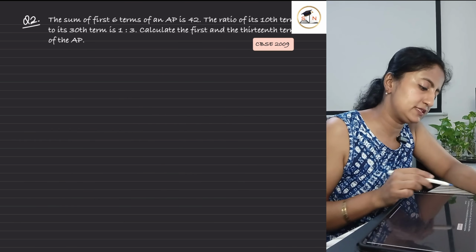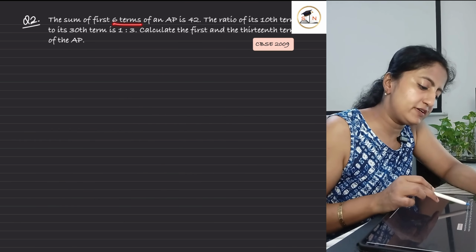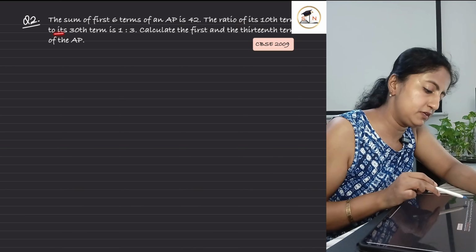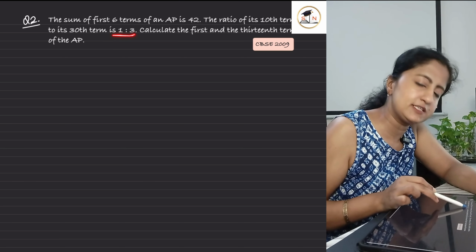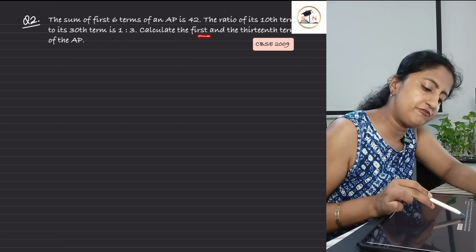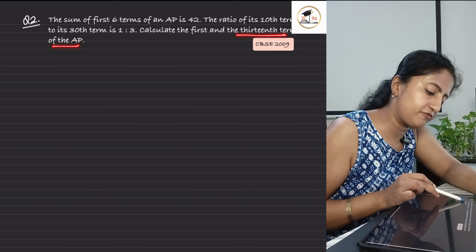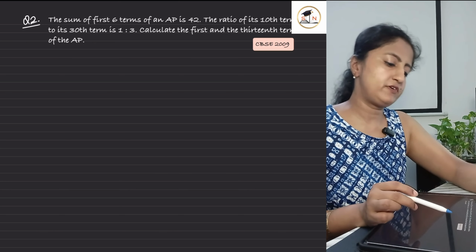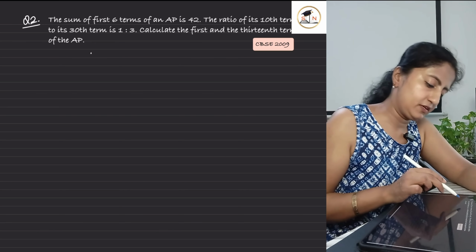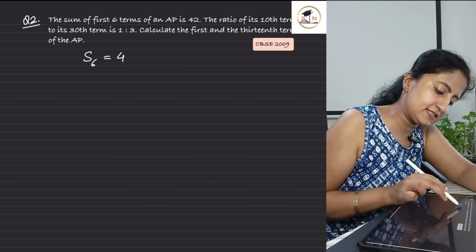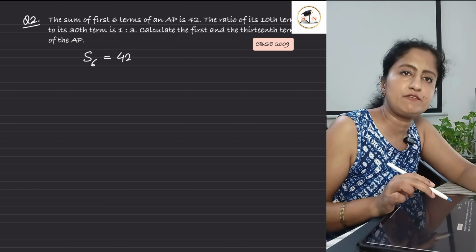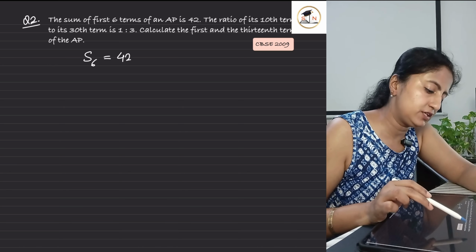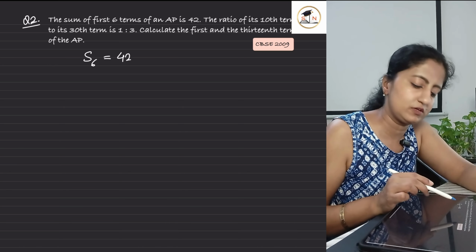Now, let's start with the second question. The sum of first 6 terms of an AP is 42. The ratio of 10th term to its 30th term is 1:3. Calculate the first and the 13th term of the AP. Now, what have they given us? They have given the sum of first 6 terms is 42. That is, S6 is given to us as 42. We do not have a, we do not have d. And then they have said the ratio of the 10th term to the 30th term is 1/3.